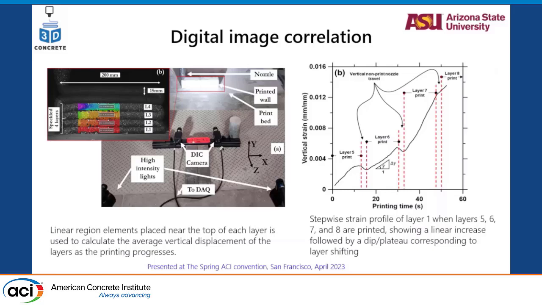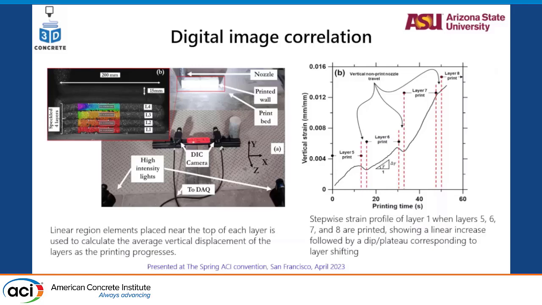For this, what we did is we printed the wall element up to 4 layers, and using the silver background of the concrete as a process and adding white speckles on it, we started tracking the white speckles to see how the movement on the lower filaments will be when we start printing more and more filaments. So we could track the vertical strain growth on the lower filaments with more layers being added.